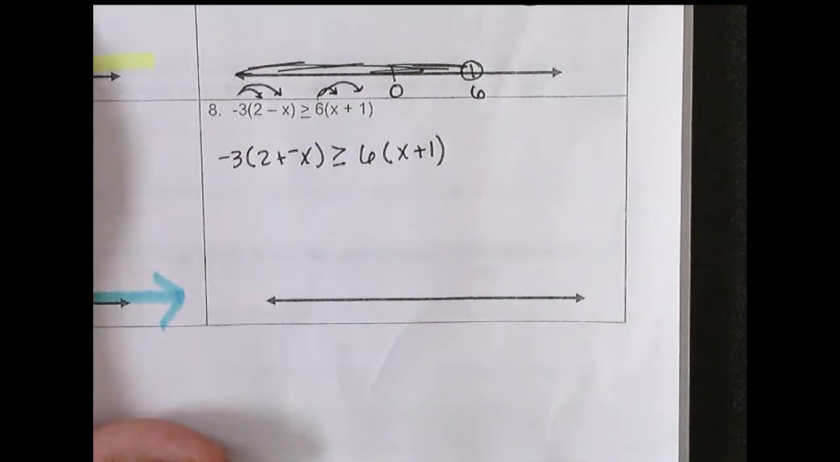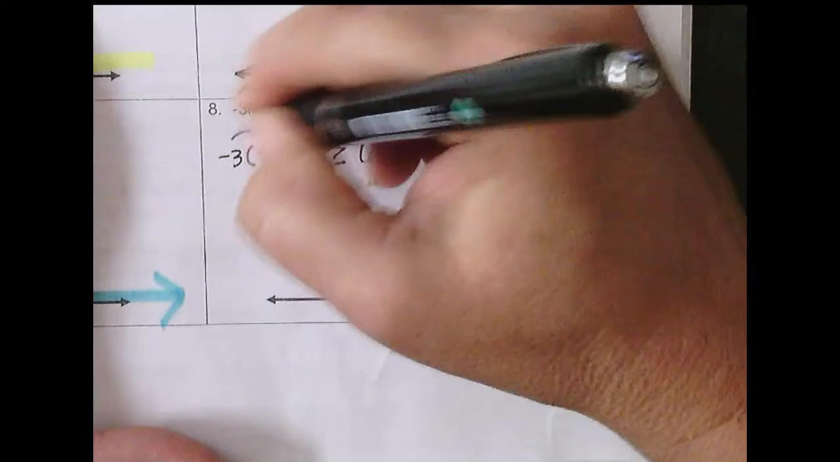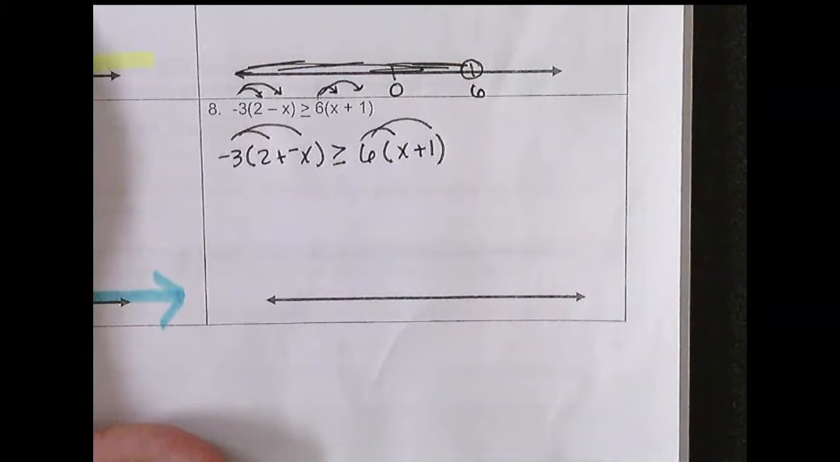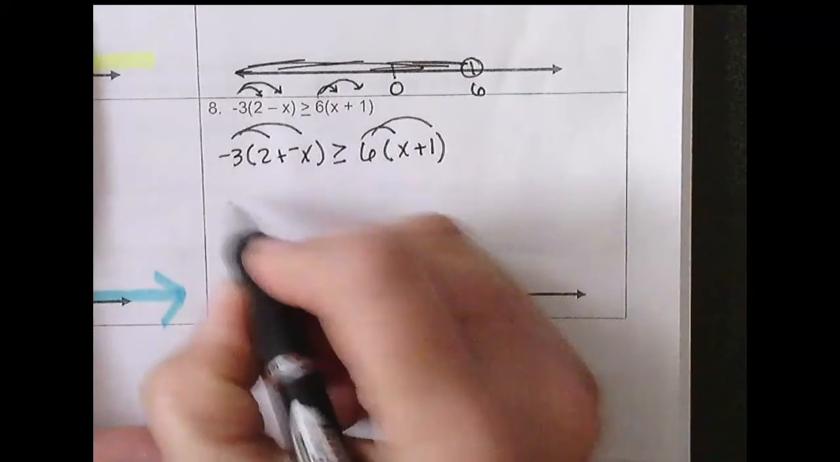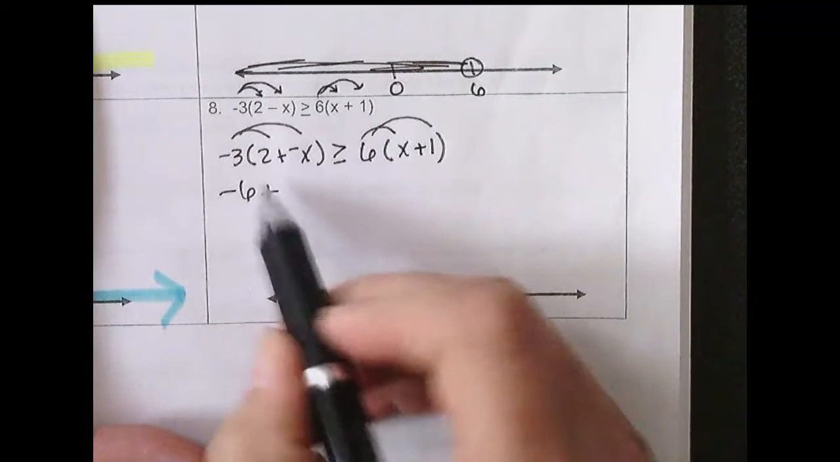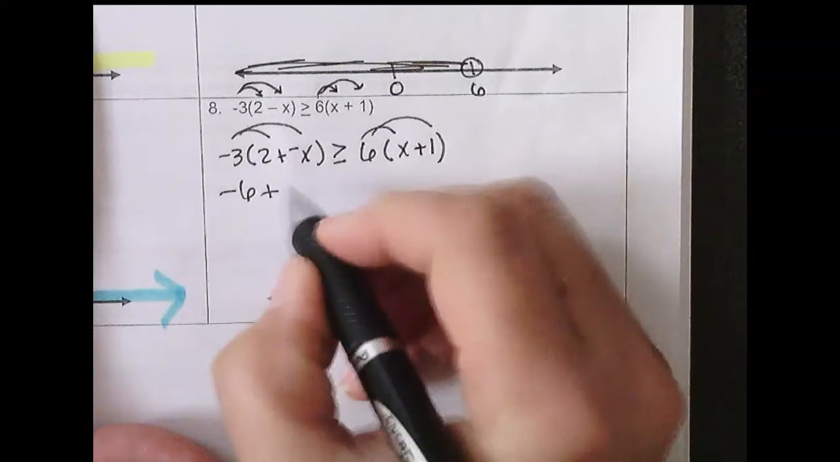Check. I need to get rid of the rainbows. Working. Rainbow, rainbow. And don't just draw them. Draw them and do them. So what's negative 3 times 2? Negative 6. By the way, put the plus sign down. That's not going anywhere. What's negative 3 times negative x?